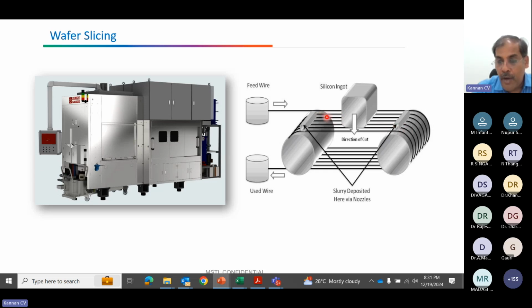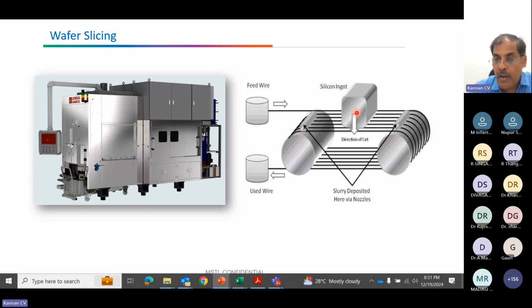And when the wire is also continuously moving, this will slowly slide down. When it touches the wires, it will start cutting this wafer as per the pitch. Whatever wafer thickness you want, 200 micron, 300 micron, 400 micron, whatever the size you want, you have to define the pitch of this wire. Based on this wire only, you can get the desired thickness of the wafer.